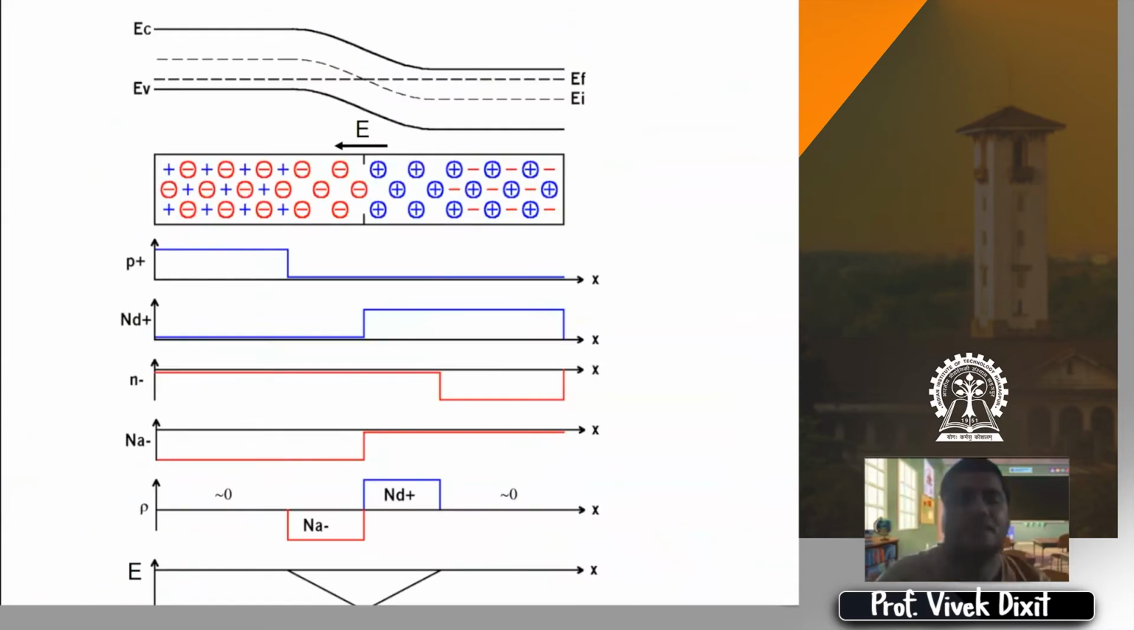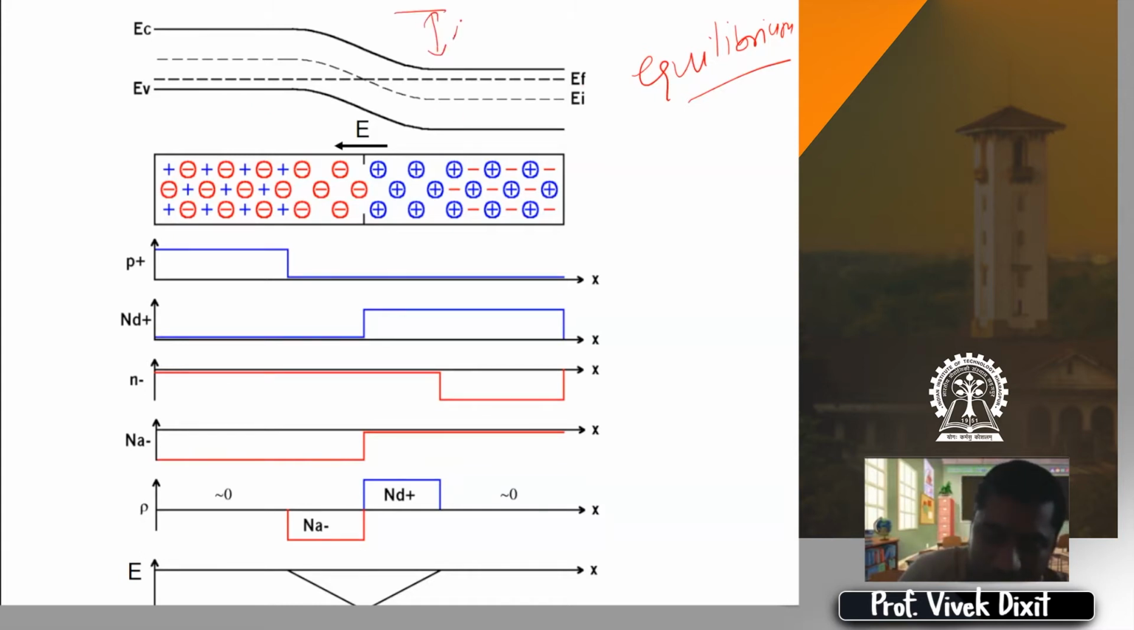Let us look at it. So this is the picture under equilibrium. At equilibrium, the Fermi level is constant and the other bands are changing. So this basically is the potential barrier for electrons. This is the potential barrier for holes, right? Because electrons have to go up, holes have to go up. This is basically the potential barrier, so they have to go up this hill.